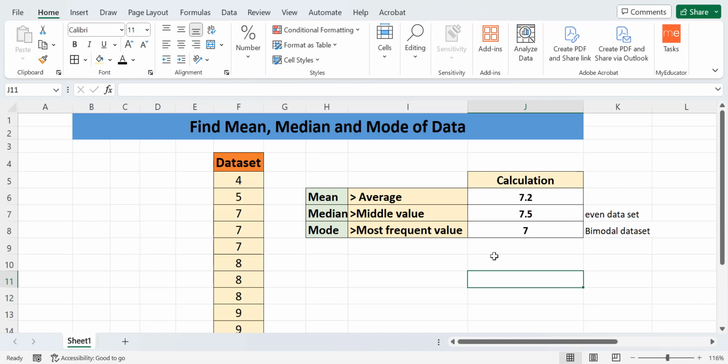So this is how you can find the mean, median and mode of a data set in Excel, and the data set is even, that is the number of observations or number of values are even, and it is also bimodal.